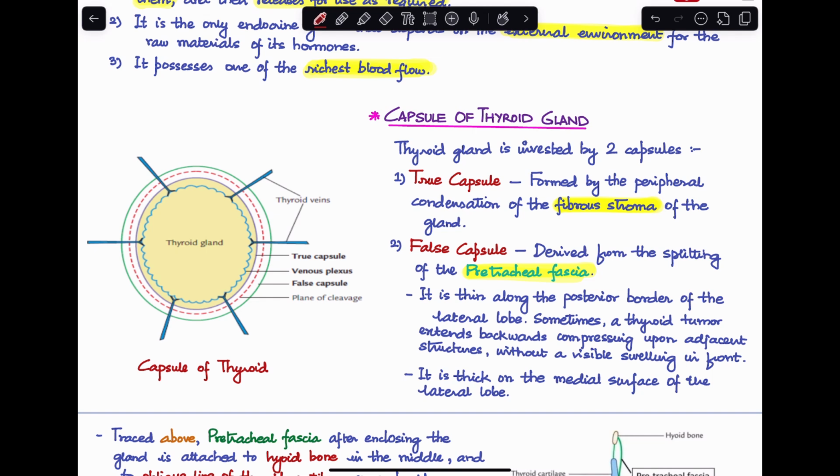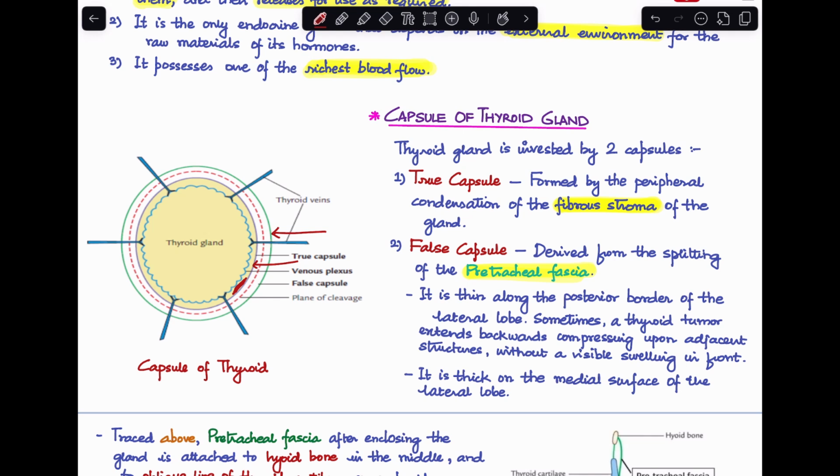You can see in the image over here, this is the true capsule and this is the false capsule. So the true capsule, as you can see, is formed by the peripheral condensation of the fibrous stroma of the gland, whereas the false capsule is more of a derivation from the pretracheal fascia.